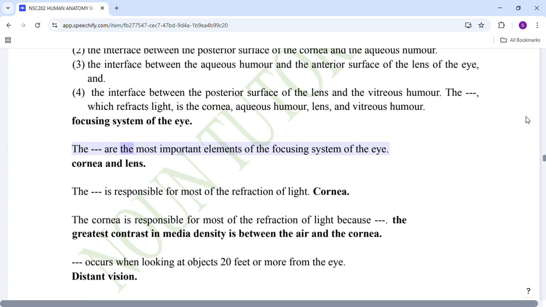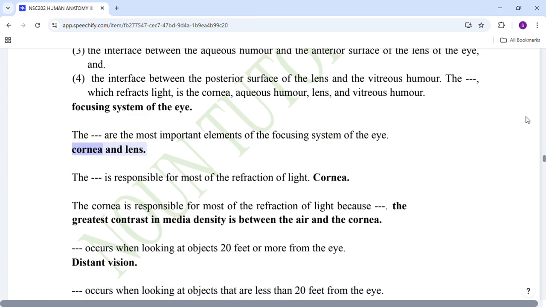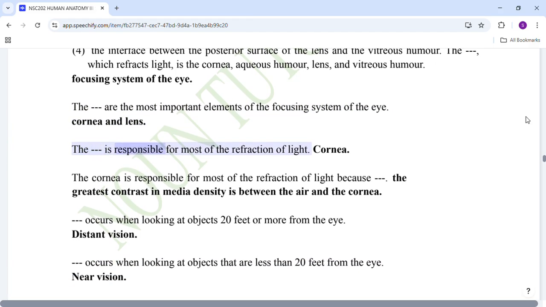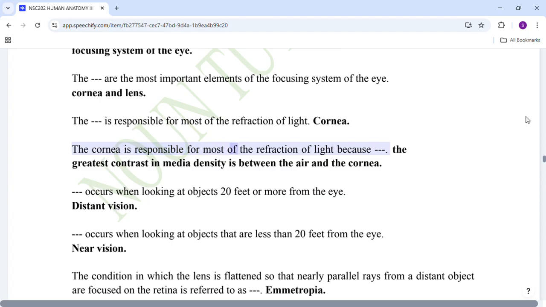The cornea and lens are the most important elements of the focusing system of the eye. The cornea is responsible for most of the refraction of light because the greatest contrast in media density is between the air and the cornea.